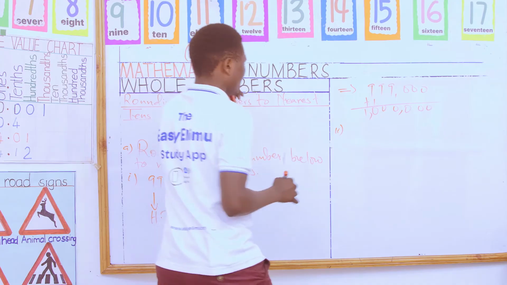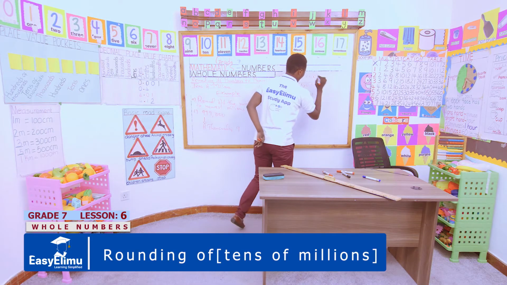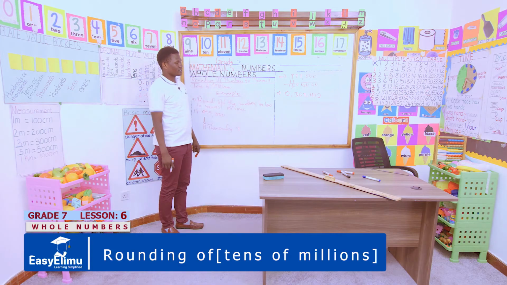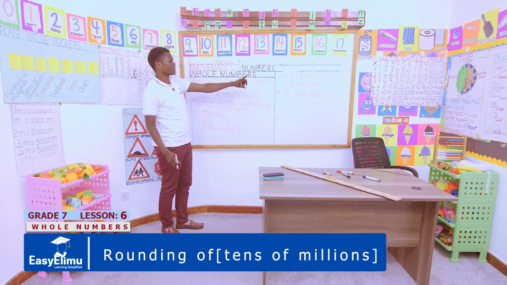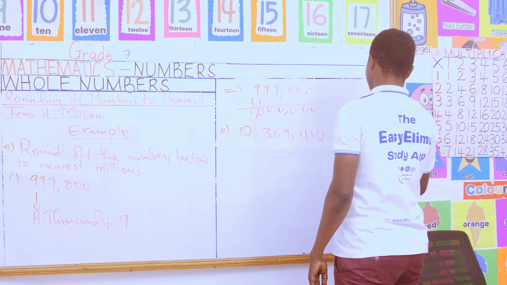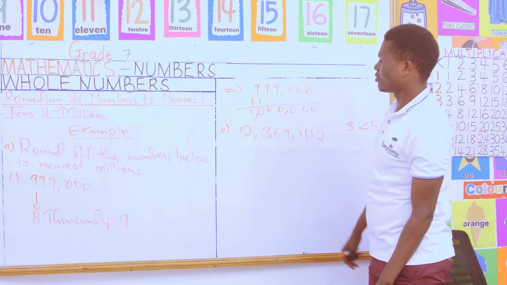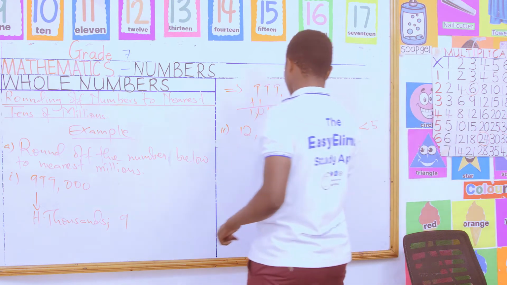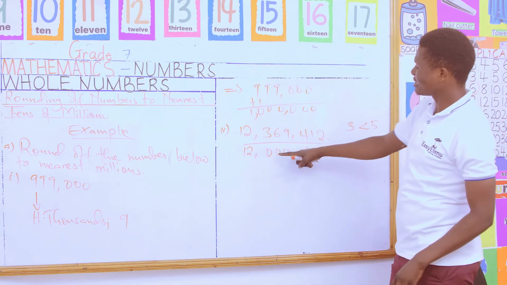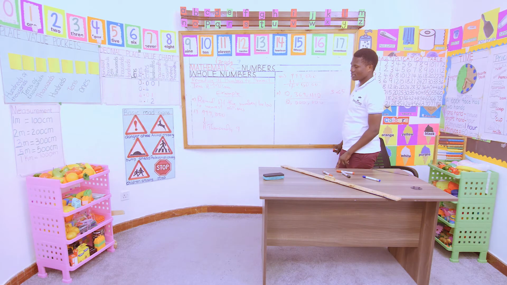Example 2: you can be given a number like 12,369,412. Here, to the nearest millions, our digit in the place value of millions is 2, and the digit in the place value that precedes millions is 3. 3 is less than 5. That means we are going to replace the rest of these digits by 0 and round down; in other words, we are not going to add any number to the next digit. So we shall have 12,000,000, which is 12 million. You can see the value of our number has reduced because we have rounded down. Are we together, class? Good.